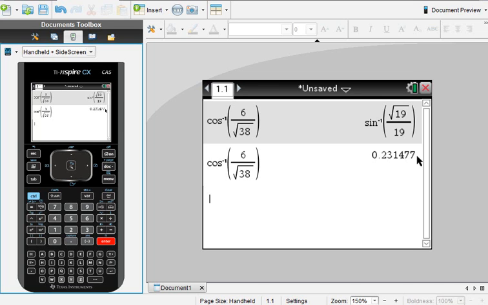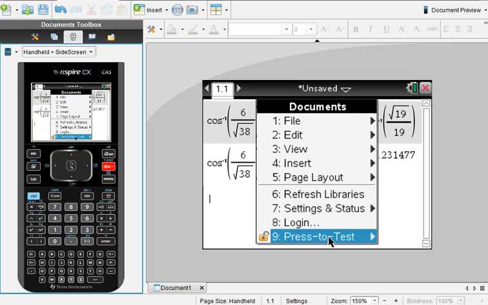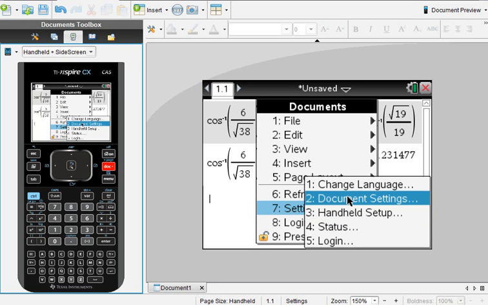If you want it in degrees, depending on what your homework would ask you, let me show you how to change to degrees. Any questions so far? So, if you go into doc, you may want to write these notes to change from radians to degrees. Go into doc. Then go into settings and status. Then document settings. So if you need to write that, write that. So doc, settings and status, document settings.